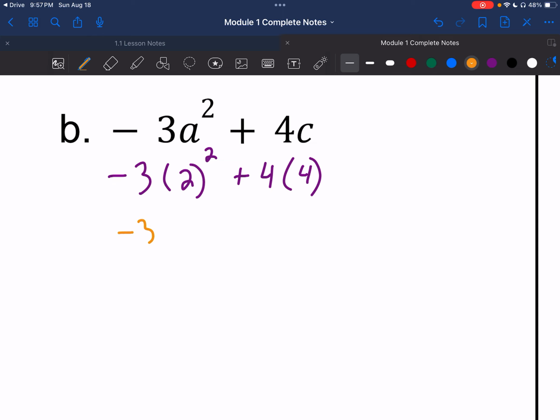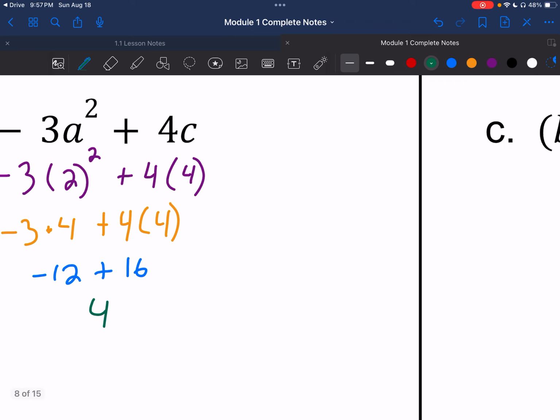So -3 stays out in front. 2 to the second power is 4, and we have 4 times 4 still. So now we're going to do our multiplication step. -3 times 4 is -12. 4 times 4 is 16. And our final step is addition subtraction. So -12 plus 16 is 4.